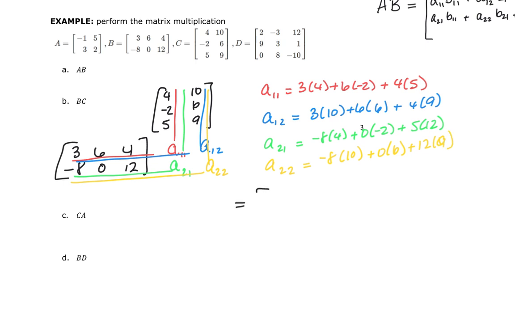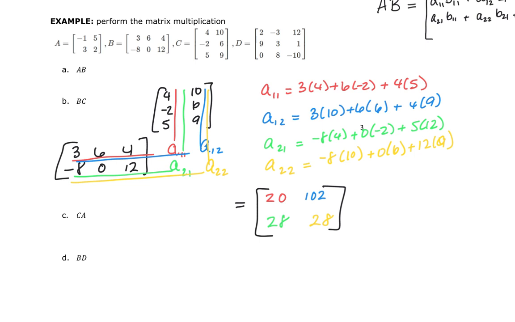So my answer is going to be 20, and then 120, if I didn't make any mistakes, and then 28, and then 28. So that is what BC looks like.